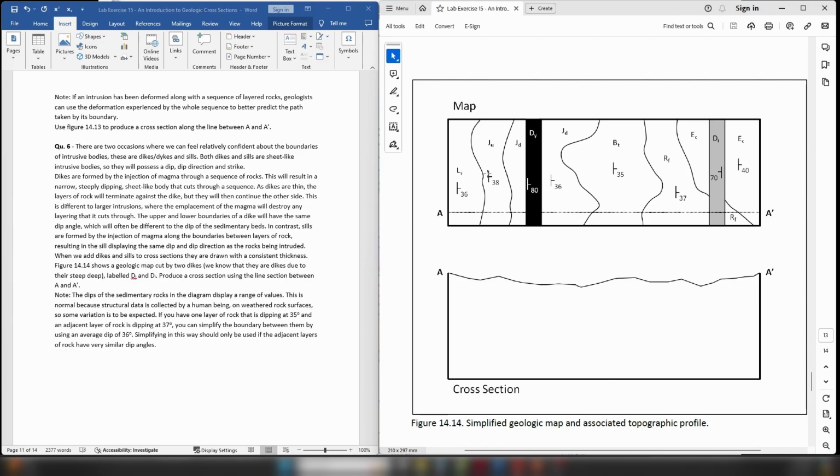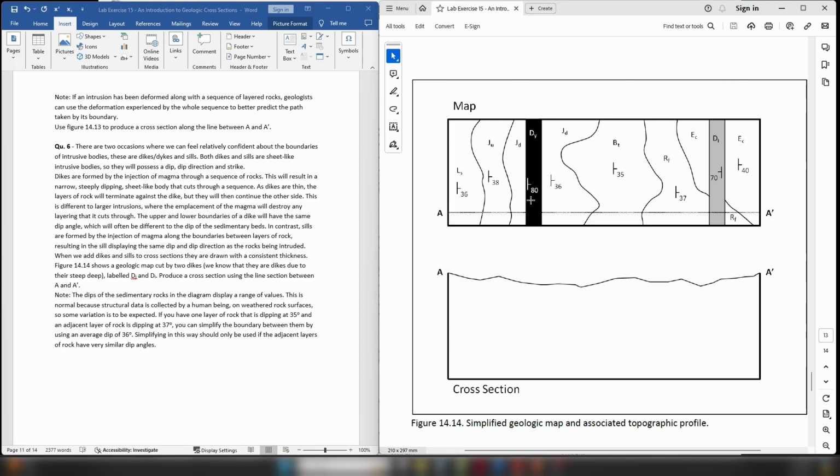Next, once you have added the dikes, you are then going to move on to the layers of sedimentary rock. And I just want to point out something, which is this right here. Here is layer JD, and you have the same layer of rock right here. So this represents the lower boundary of layer JD, and this represents the upper boundary of the layer JD. Okay, so you can see that JD has a dip of 36 degrees. So the dip angle of this boundary here and this boundary here is going to be somewhere around 36 degrees.